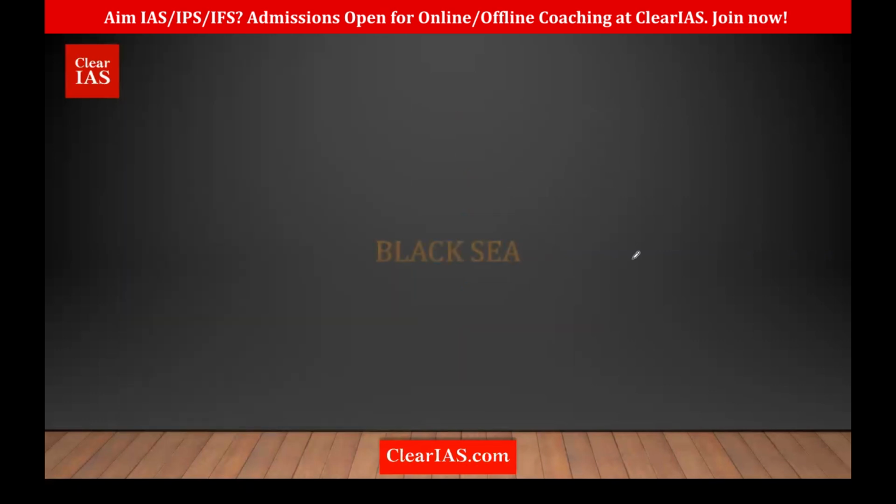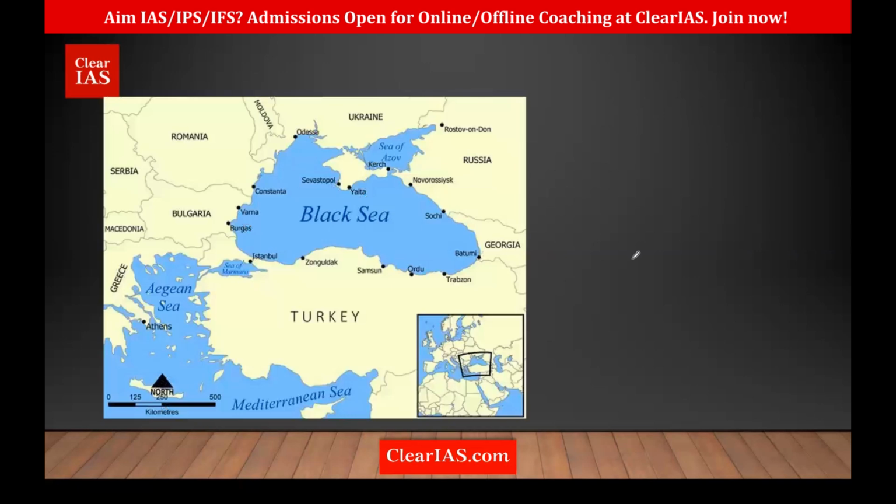Now we'll move on to the next sea, that is Black Sea. Yes, this Black Sea, high probability this time. Why? Because of Ukraine. So how do you remember Black Sea? So you can see Black Sea here, Sea of Marmara, Aegean Sea, Mediterranean Sea. We'll see that later on. First, we'll remember the bordering countries.